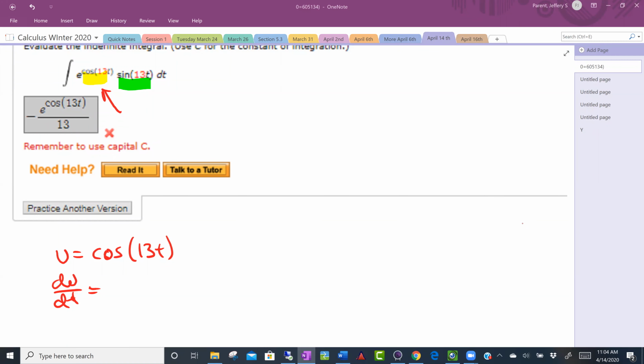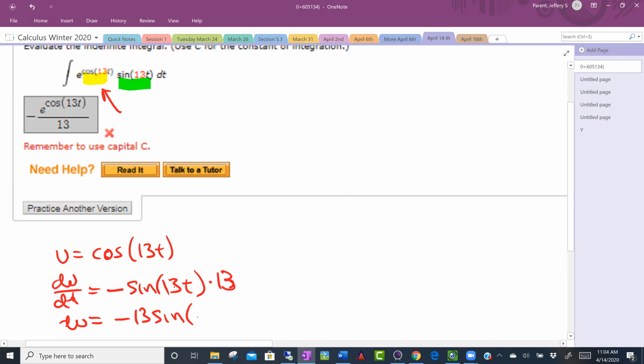Perfect. So we're going to let u equal this term underlined in yellow, and then du, Lou, you just gave that to me, would be minus sine of 13t times the derivative of the inside, which is 13. Now, I'm going to multiply both sides of this equation by dt to get du equals negative 13 sine of 13t dt. So I'm lining myself up for the u substitution that I want to make.